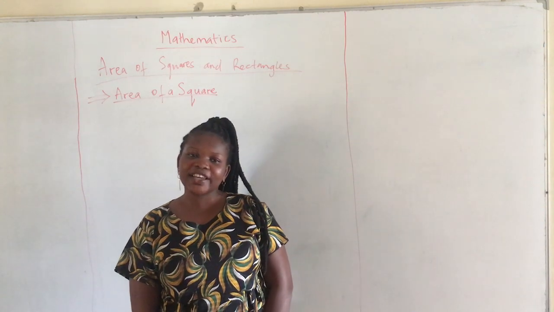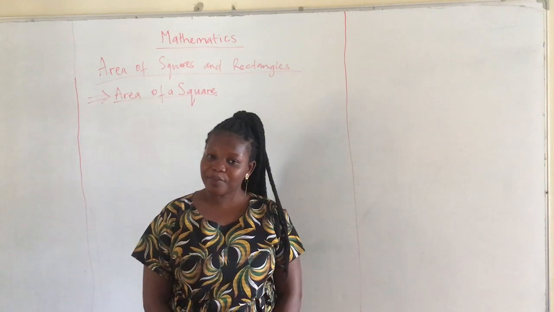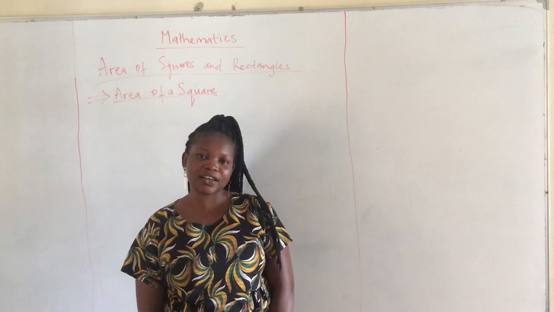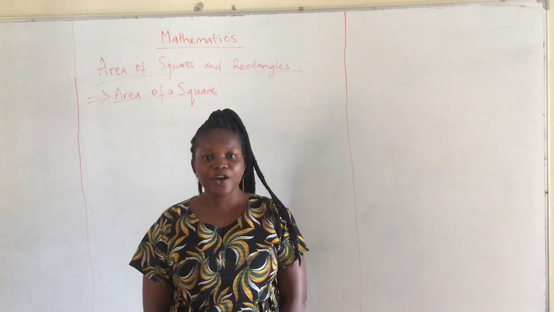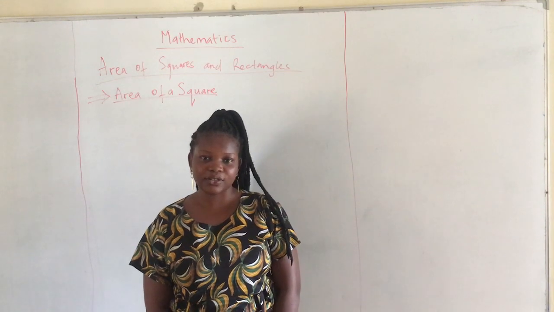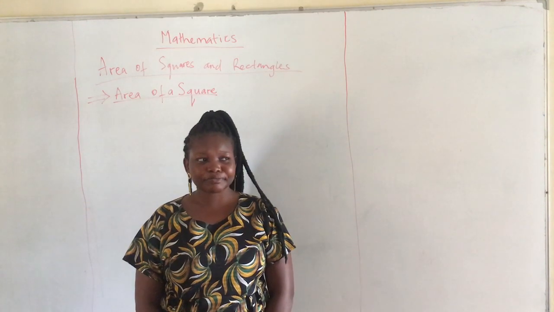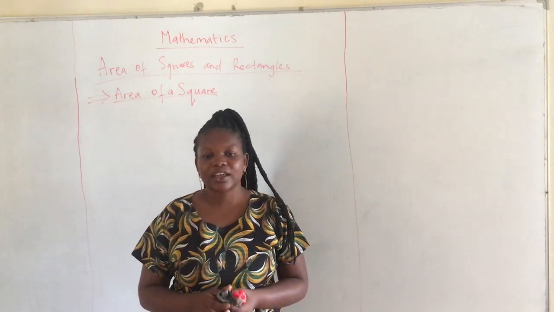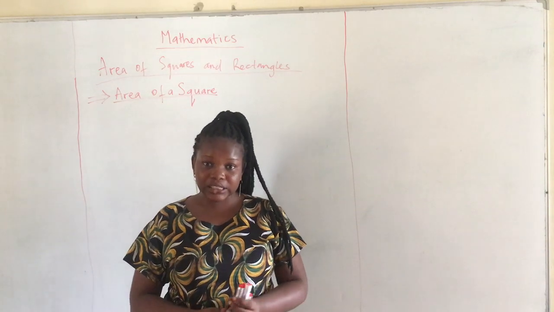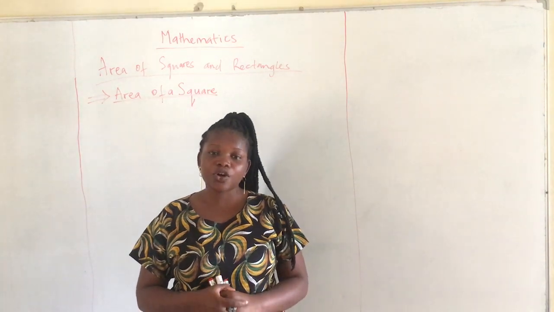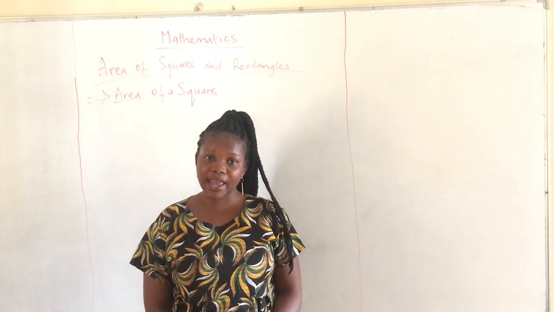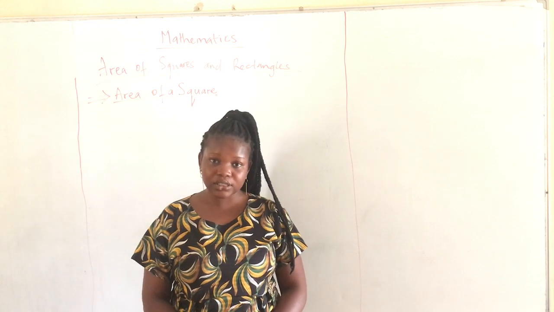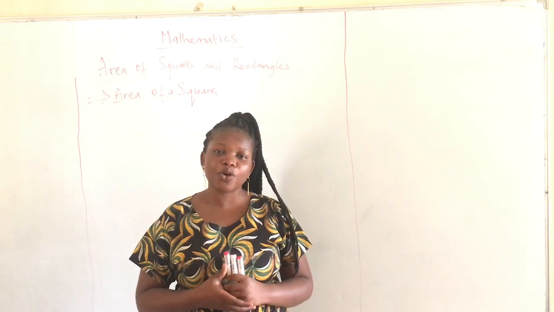Okay? For today, we will be learning about area of squares and rectangles. Area of square. What does that even mean? What is area? Yes, area means the amount of space covered by a shape or an object. Area is simply the amount of space covered by a shape or an object.